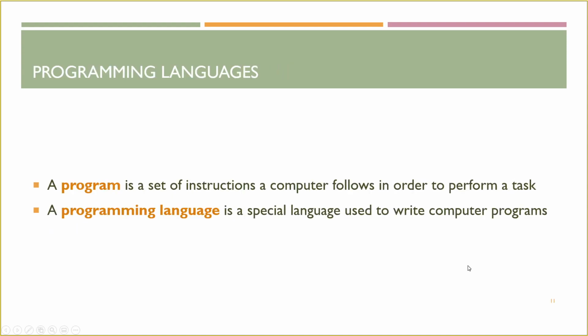Moving on from the parts of a computer, we're going to talk a little bit about programming languages. We've already said that a program is just a set of instructions that a computer will follow in order to perform some kind of task. Very similarly to an algorithm, where we said an algorithm is just a sequence of instructions that need to be ordered, right? So a program is pretty similar to that. It's a set of instructions that the computer is going to follow to perform a task.